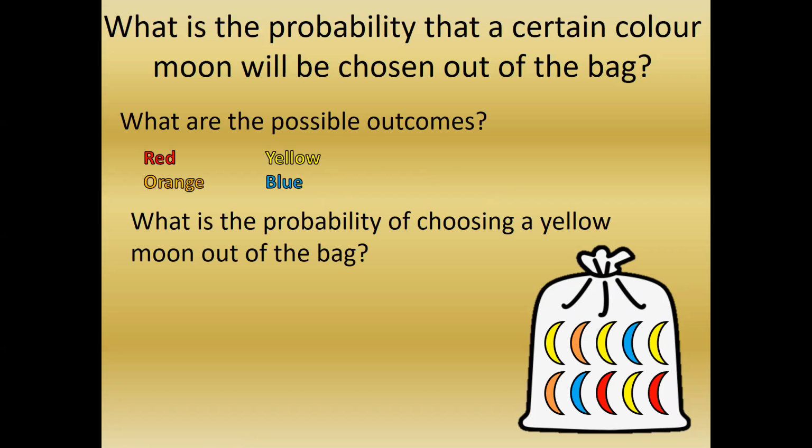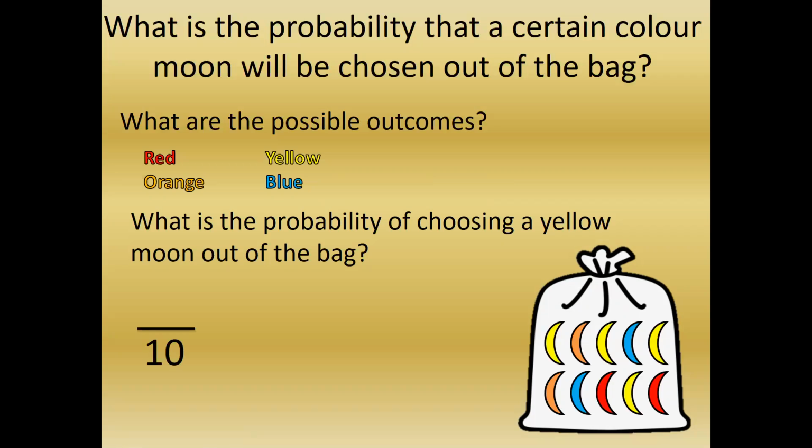So what is the probability of choosing a yellow moon out of the bag? In order to figure out the probability, we normally make it into a fraction. It's easiest if you make it into a fraction. So we have to say how many parts of the whole bag are yellow. How many parts are there in total? We always start with the denominator first. How many moons are there? There's 10 moons in total. So 10 becomes our denominator.